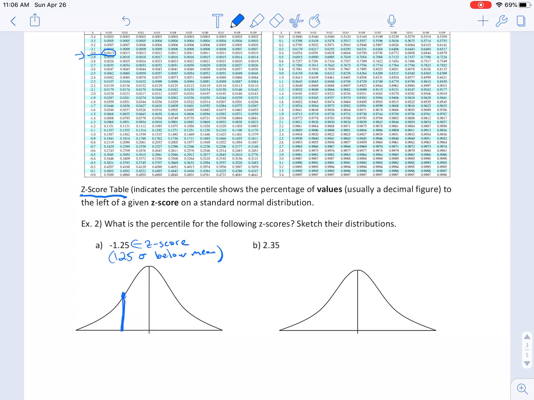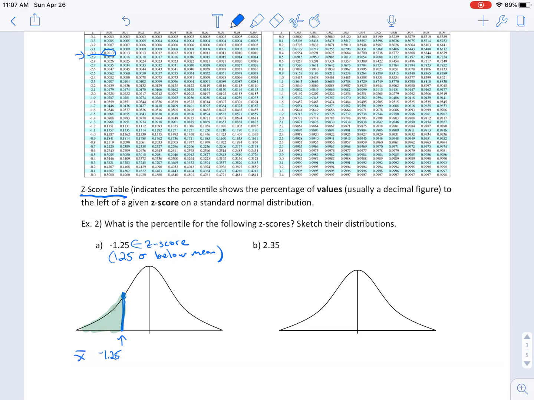So before we actually use the table, let's just imagine where that might be. So let's say it's somewhere here. And we're just doing this so you have a visual, and we'll get more accurate later on. But what that means is that in my percentile I'm going to find all of the numbers that are below basically here. And that's what a percentile is going to tell me.